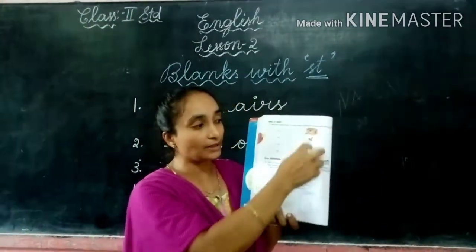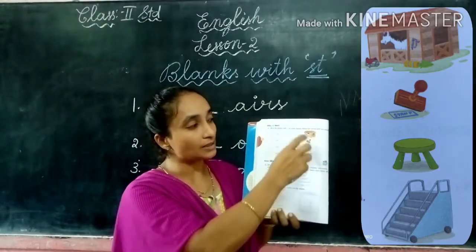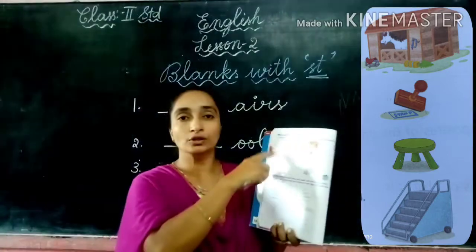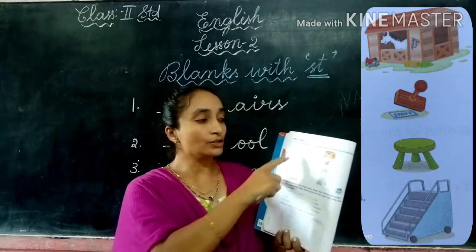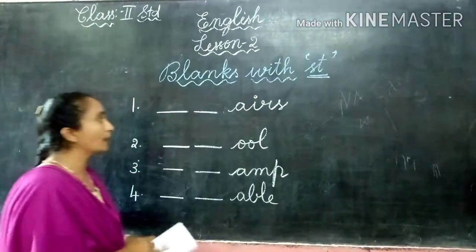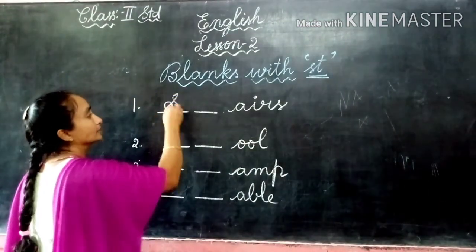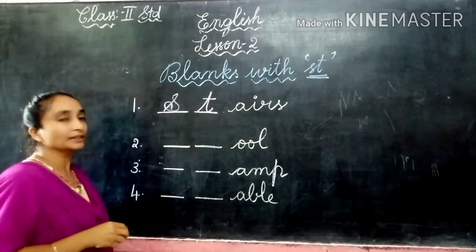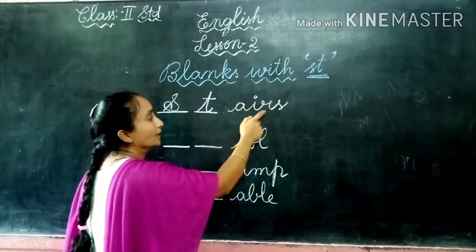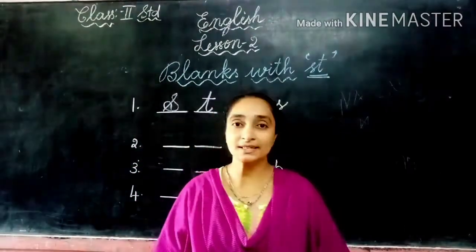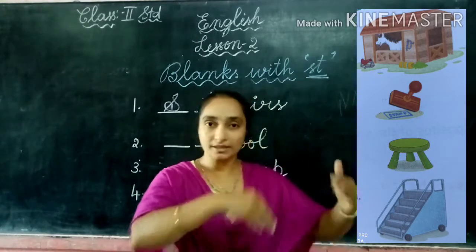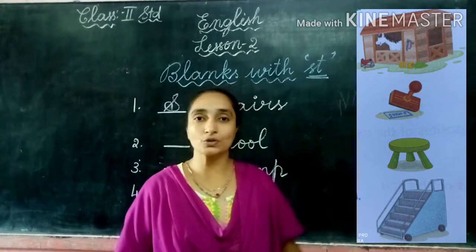And the pictures they have given on this side. So we have the pictures A, B, C, D. They have given four pictures and four blanks. The first one already has been done for you. If you add ST, the total spelling is S-T-A-I-R-S. What is this? Stairs. The steps we walk on, stairs. So that is called stairs.